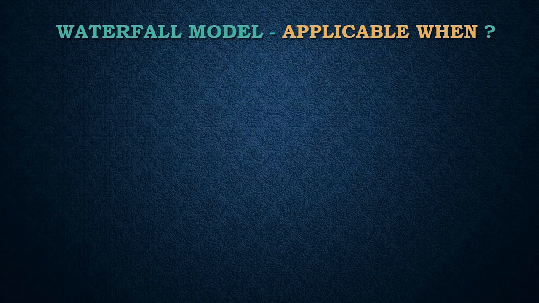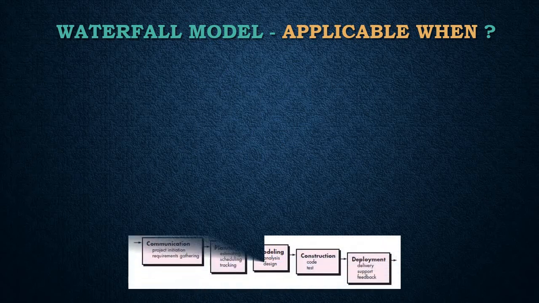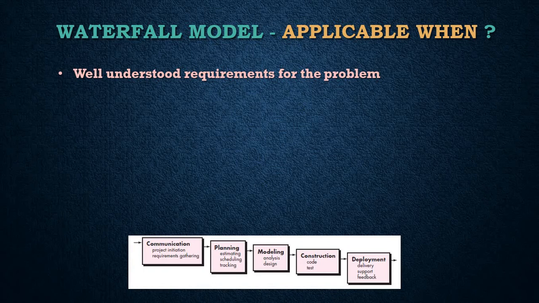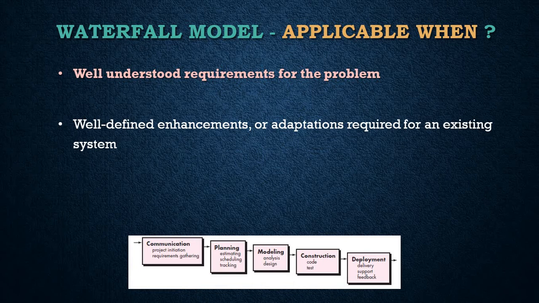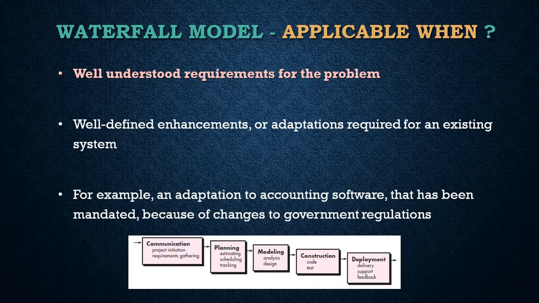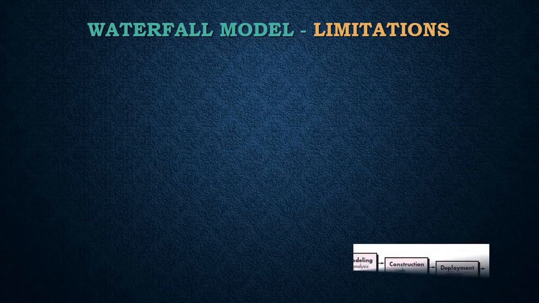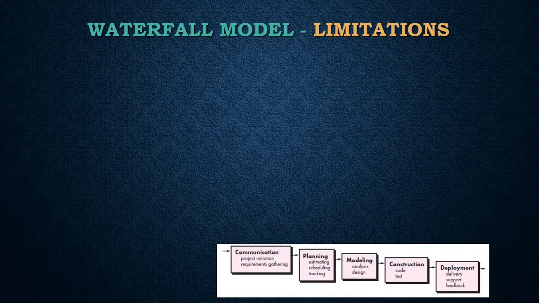The Waterfall model is the oldest paradigm for software engineering. This model is applied for the situation when the requirements for a problem are well understood. This model is also applicable for well-defined enhancements or adaptations required to be made to an existing system. For example, an adaptation to accounting software that has been mandated because of changes to government regulations is a well-defined statement of purpose. However, there are certain problems associated with application of Waterfall model for software development.